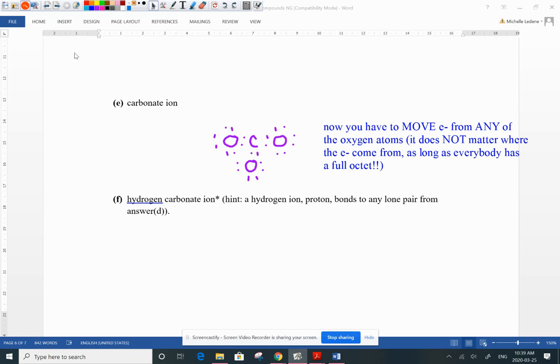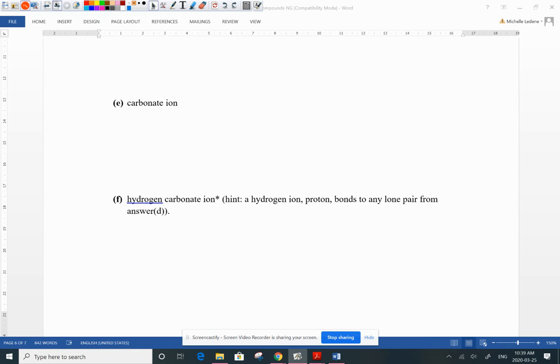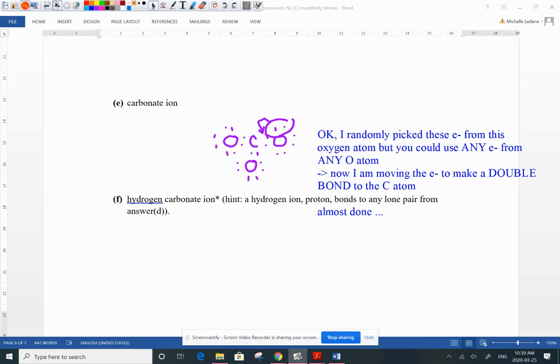Any of the oxygen atoms is going to work. It doesn't matter where the electrons come from, as long as everybody has a full octet, we're good to go. So here's what I'm doing. I just randomly pick these electrons. You can choose from any oxygen atom, it doesn't matter. And now I'm going to make a double bond. I'm almost there, not quite done yet.